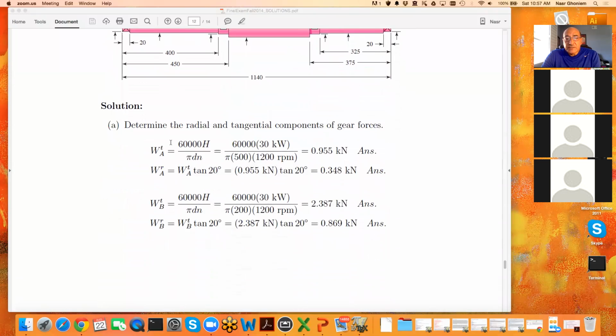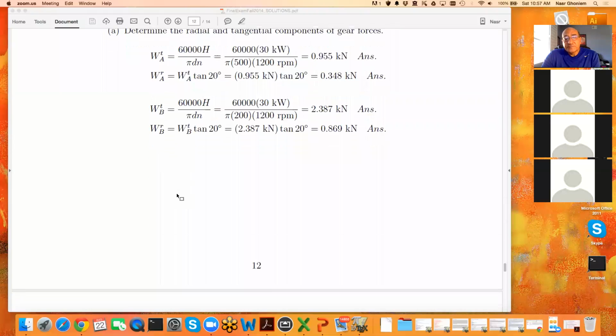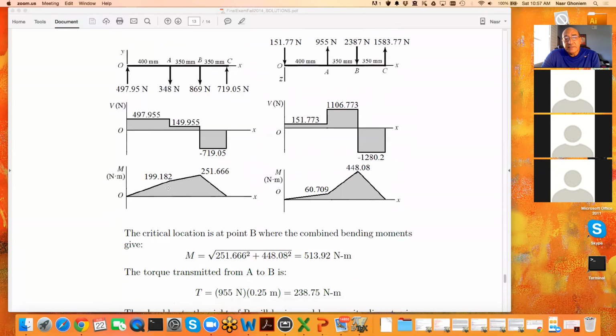So here is what we compute: the pitch line velocity, pi d n, down here. And if we multiply this by the tangential force, it gives us the horsepower, with the conversion factor. And then we use the tangent to convert tangential to radial. So we have tangential force and radial force for gear A and gear B. And it's very similar to the gearbox design problem that I reviewed.